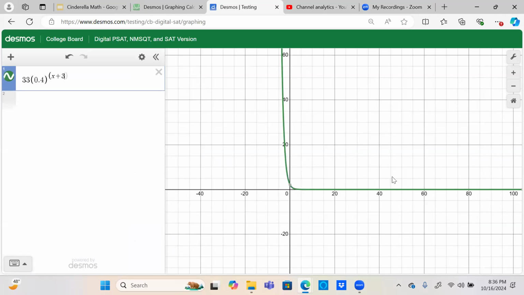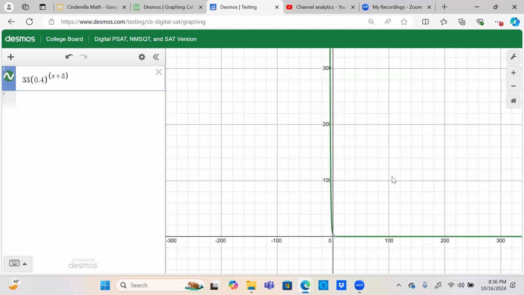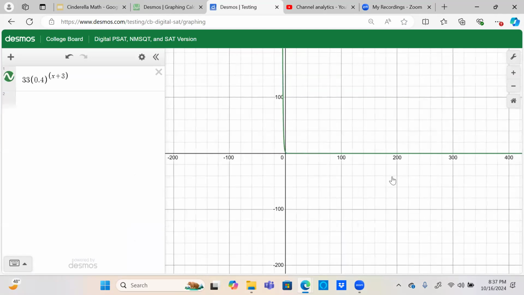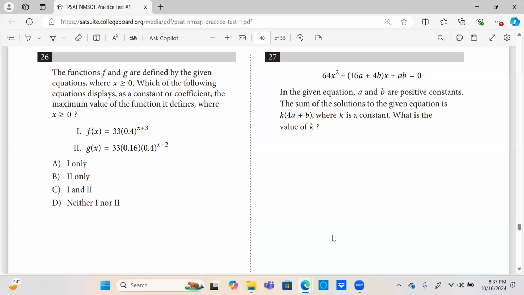Okay, so what is its maximum value? It's up here. It keeps on going, right? So I do not think this is displaying its maximum value. Let's try the second one. So that's 33.